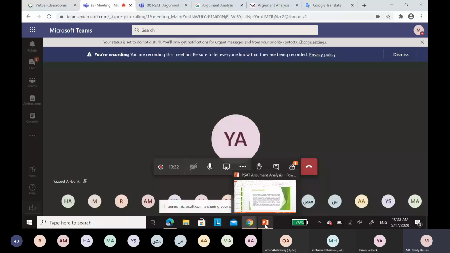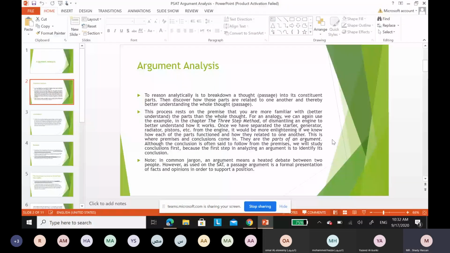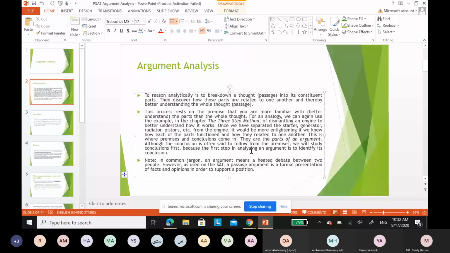This is where premises and conclusions come in. Dismantling the passage into small pieces or constituents. Sorry. They are the parts of an argument. Conclusion and premise are the main parts of the argument. Although the conclusion is often said to follow from premises, we will study conclusions first, because the first step in analyzing an argument is to identify its conclusion.